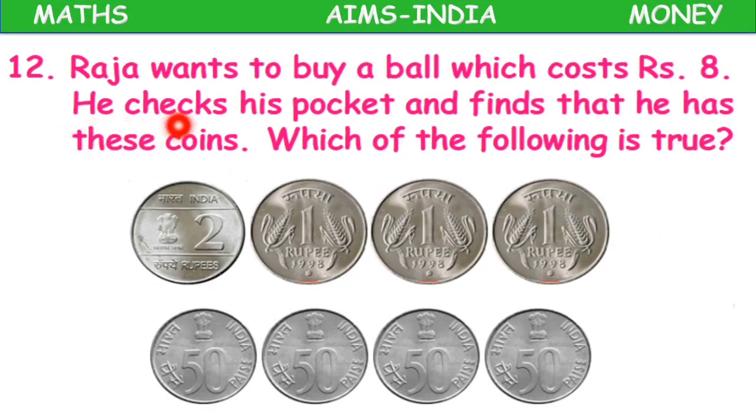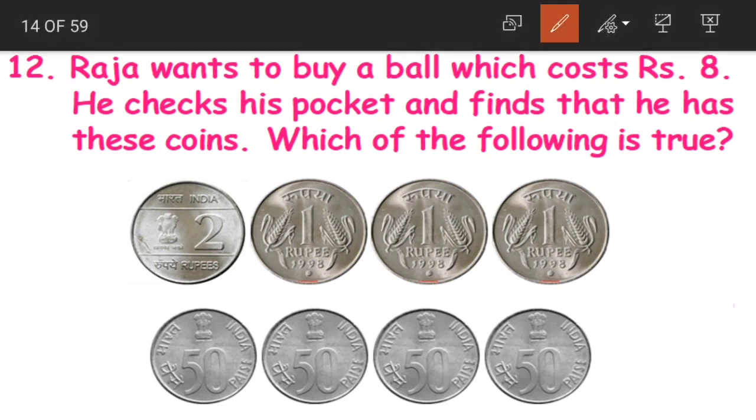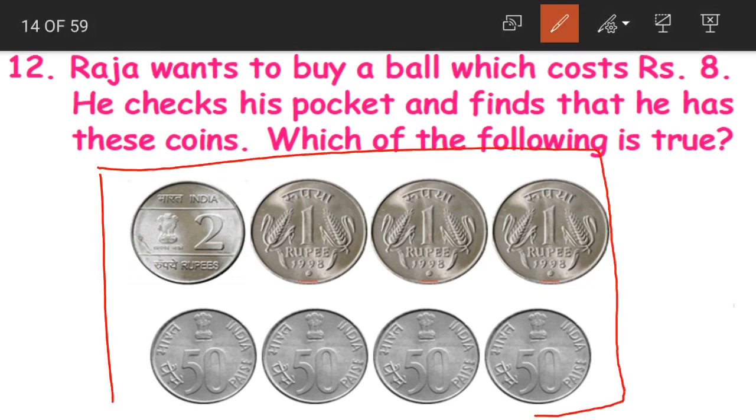Next question 12. Raja wants to buy a ball which costs rupees 8. He checks his pocket and finds that he has these coins. Which of the following is true? See, Raja has found these coins in his pocket. First, let us look at the value of the coins. 2 rupees plus 1, 2, 3. So 3 rupees will be equal to 5.